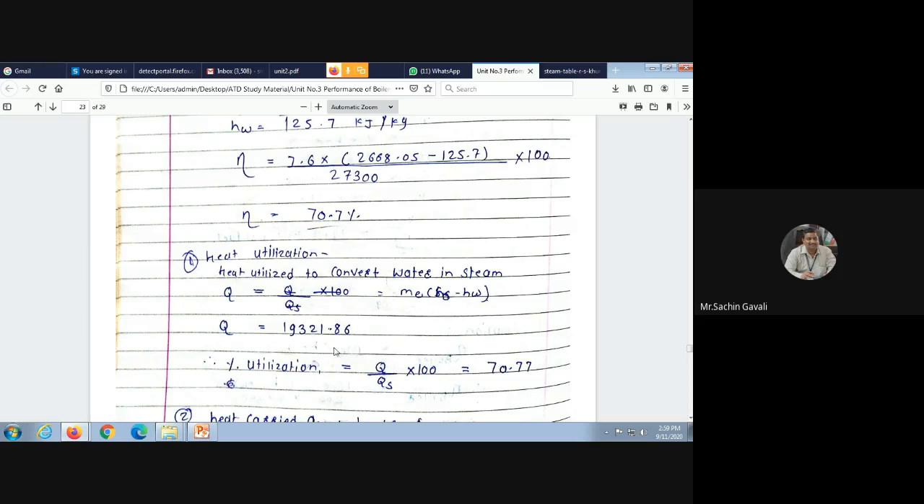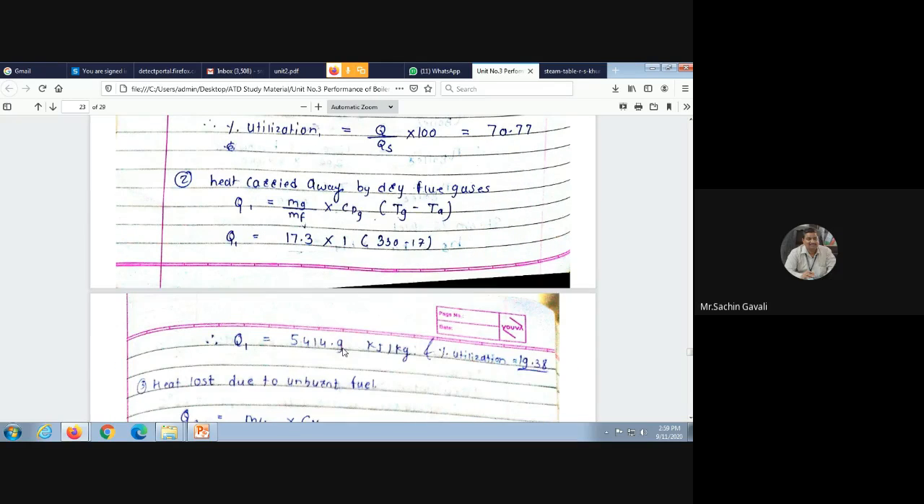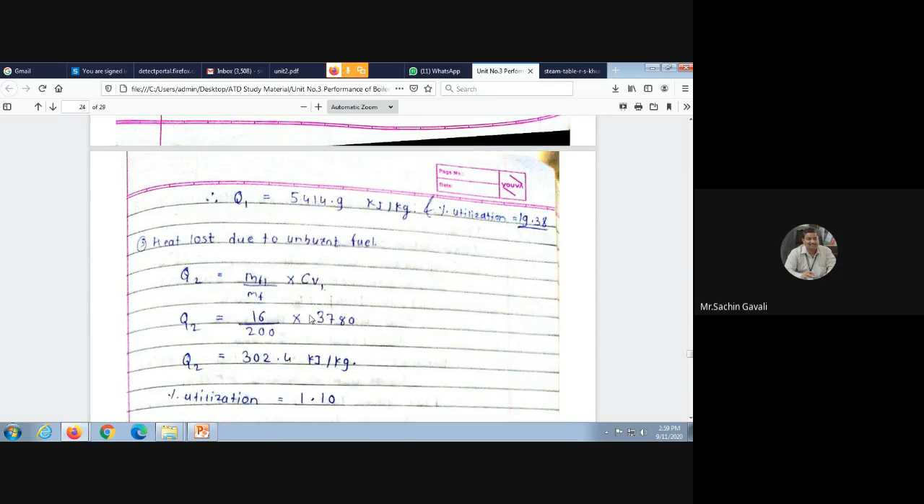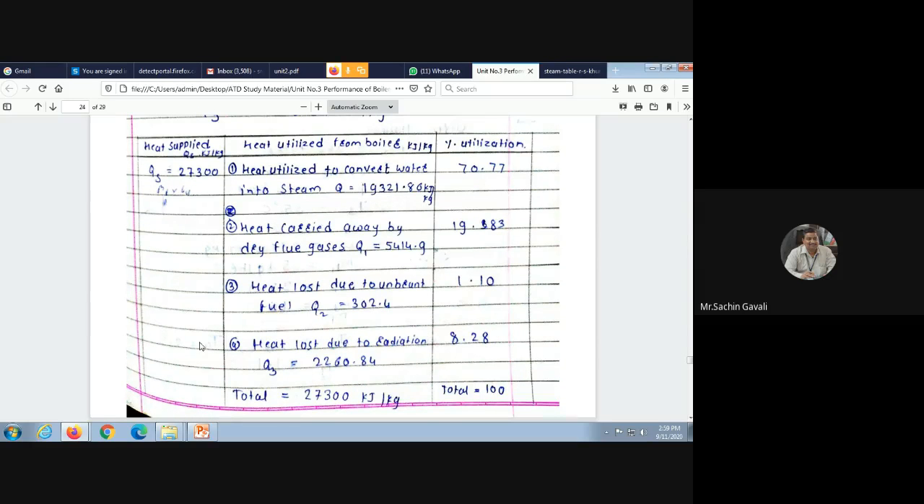हीट युटिलायझेशन आपण इथं काढले, 19,321.86. हीट कॅरीड बाय ड्राय फ्लू गॅसेस आपण जे कॅल्क्युलेशन केली तिथं फक्त ते 5414.9 आणि त्याचं पर्सेंटेज पण ती काढून ठेवलं, जेणेकरून आपण टेबल भरताना सोपं जावं. हीट लॉस ड्यू टू अनबर्न फ्युएल, MF1 डिवाइड बाय MF इंटू CV1, 16 डिवाइड बाय 300, त्याप्रमाणे व्हॅल्यू आपण काढलेली आहे. रेडिएशन एवढा. आता इथे टेबलमध्ये व्हॅल्यू भरलेली आहेत. याची बेरीज टोटल 27,300 येते. जरी थोडा फरक पडला तर एक्झॅक्ट लिहायचं 27,300 आणि पर्सेंट युटिलायझेशन किती, 100.